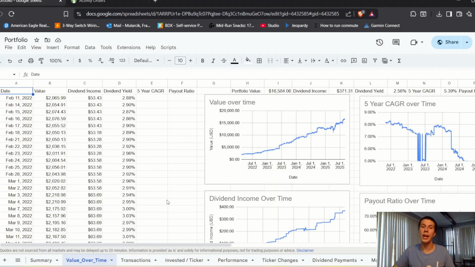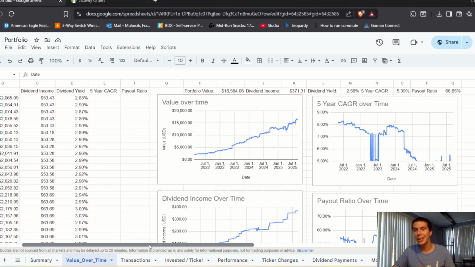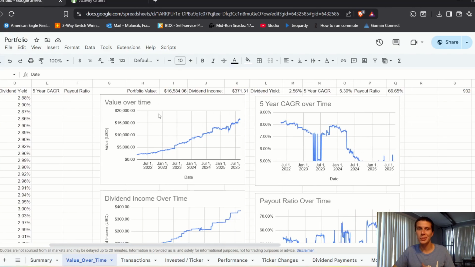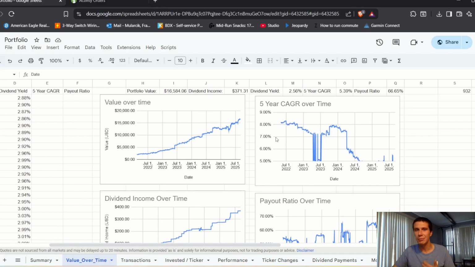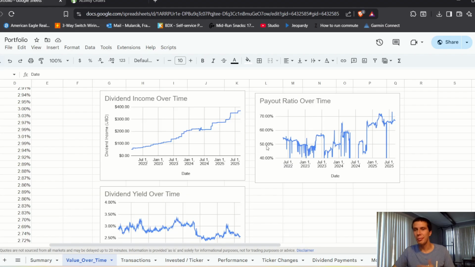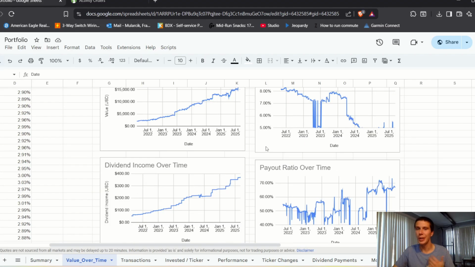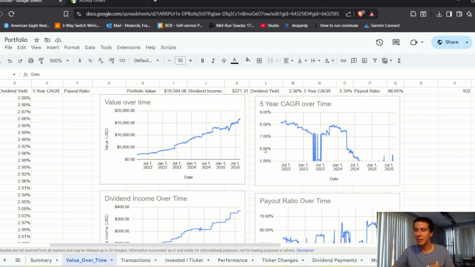I also have some graphs here that just display some portfolio metrics over time, such as just the value, dividend income, dividend yield, dividend CAGR. I could definitely add some more of these if people have interest in them, but these are the ones I just thought were interesting to me and might be beneficial. So those are the ones that I have in my personal spreadsheet.